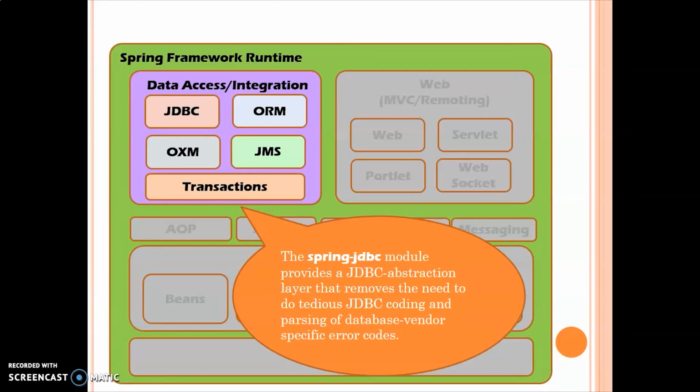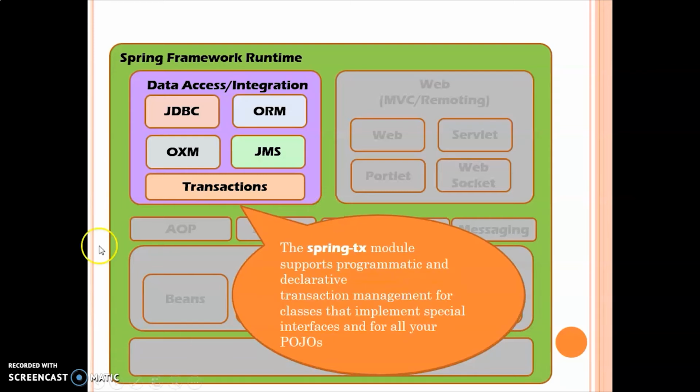We have more database vendor specific error codes which we can use to make the exception handling more readable. So that's there. The Spring transaction module that you see here is basically to support programmatic and declarative transaction management, and it is implemented in a very simple manner for all your POJOs. POJOs are basically plain old Java objects, that is, simple plain Java classes.